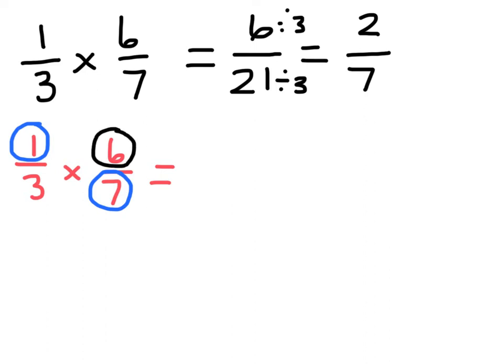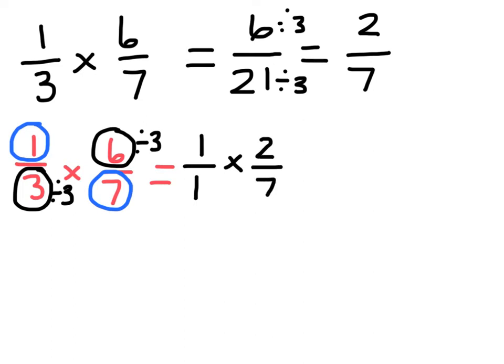Numerator 6, denominator 3. Now each of these can be reduced by 3. They're both divisible by 3. So I'm going to divide 3 by 3, and I'm going to divide 6 by 3. And now I'm going to rewrite my fractions. I have 1 over 3 divided by 3 gives me 1, times 6 divided by 3 gives me 2, over 7. Multiply across, and I get 2/7 for my answer. See, you get the exact same thing. You're just doing the processes in an opposite order.